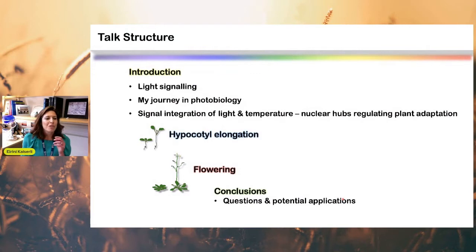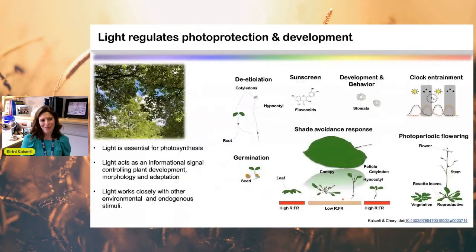So this is the overview of my talk. I'm going to give a brief introduction on light signaling and how I became interested in photobiology. Then I'm going to talk about signal integration in the nucleus, in nuclear hubs, in order to regulate plant adaptation, using Arabidopsis as a model system. I'm going to talk about two physiological processes, hypocotyl elongation and flowering time, as a readout. And then I'm going to end with some conclusions, future questions, and potential applications.